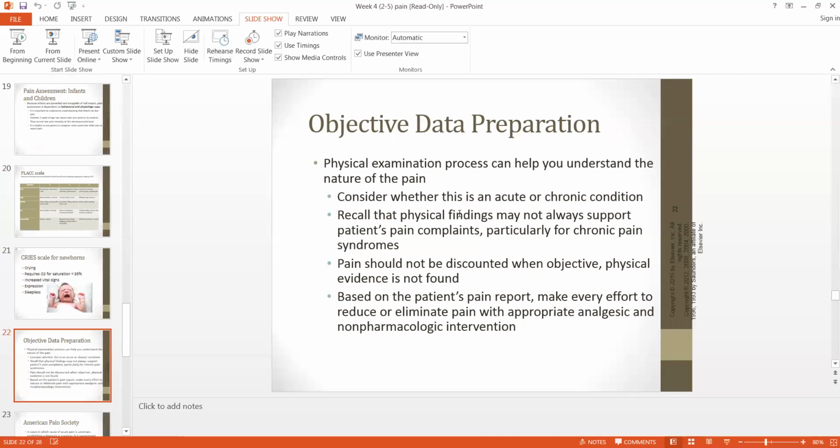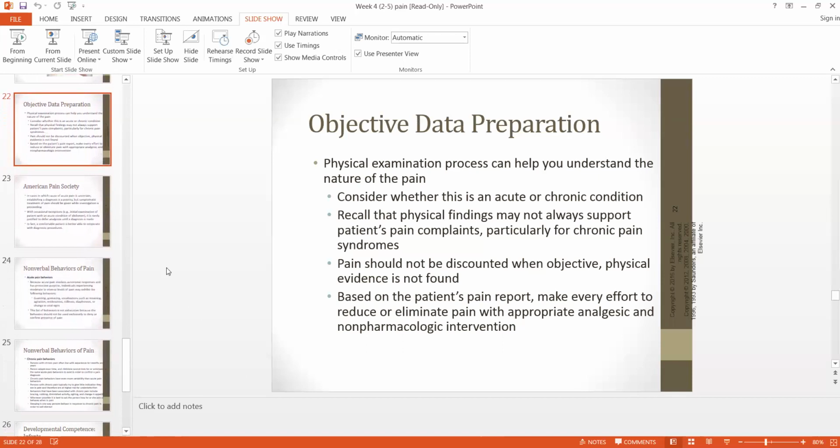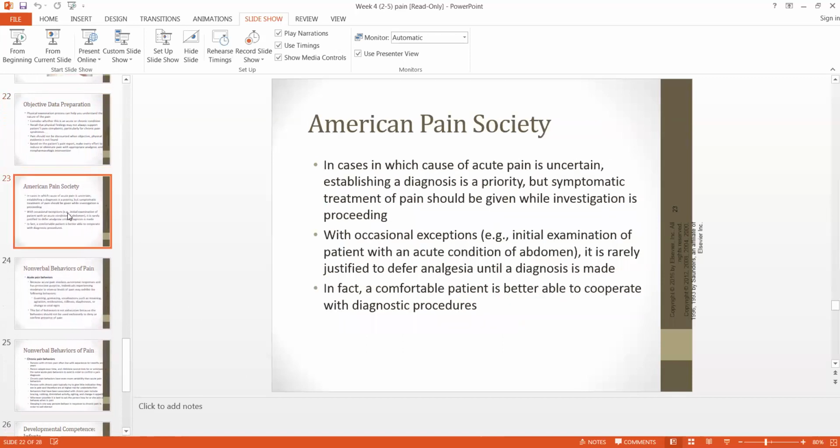Both findings may not always support the patient's pain complaints, especially for chronic. They may minimize it, they may accentuate it. Pain should not be discounted when objective physical evidence is not found. I don't know why this person's feeling pain. There's nothing in their back that would cause pain. But they had surgery 3 years ago and it's still hurting. So based on the patient's pain report, make every effort to reduce or eliminate it. Maybe pharmacologic, maybe analgesic pain meds, but maybe non-pharmacologic, like yoga, like acupuncture, like walks, like heat application, like distraction, listening to music, things of that sort.